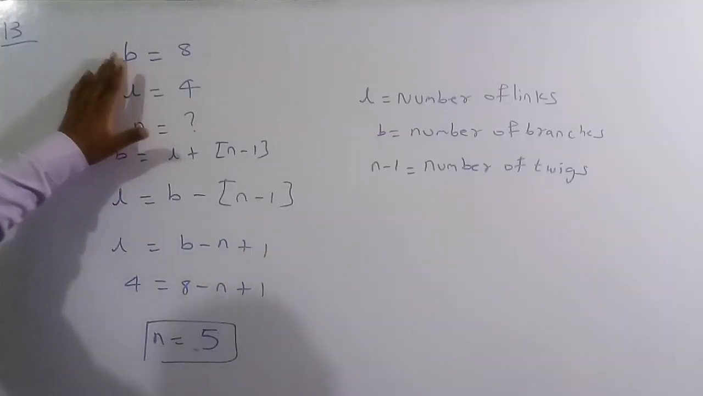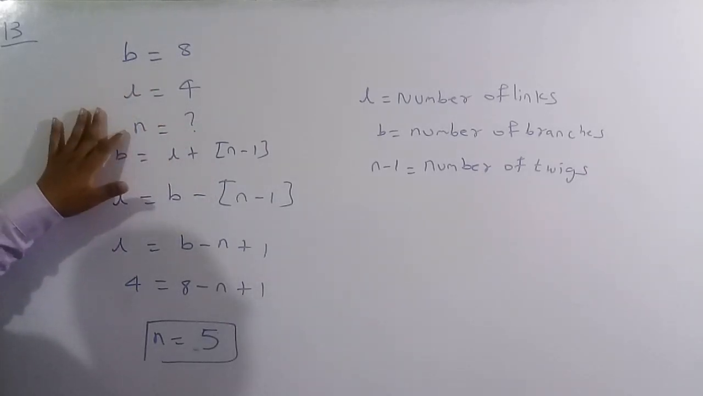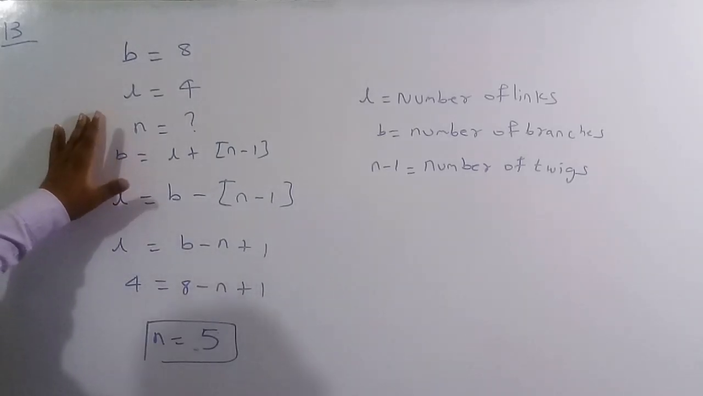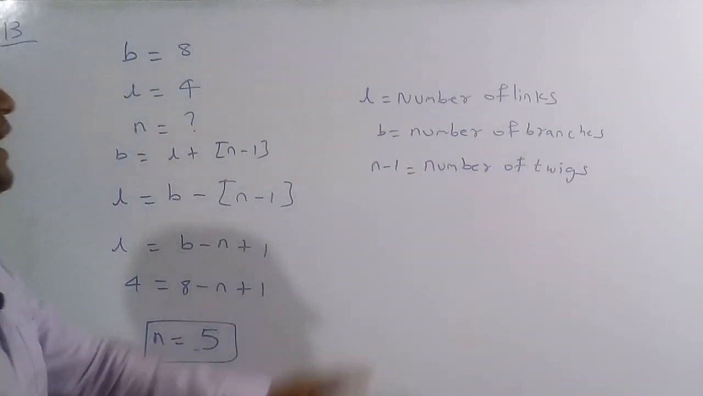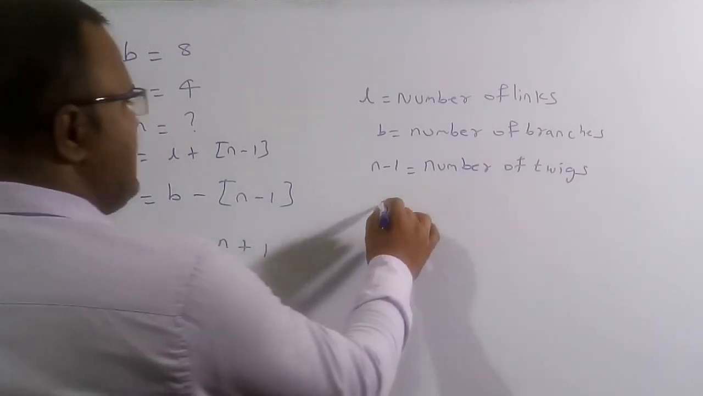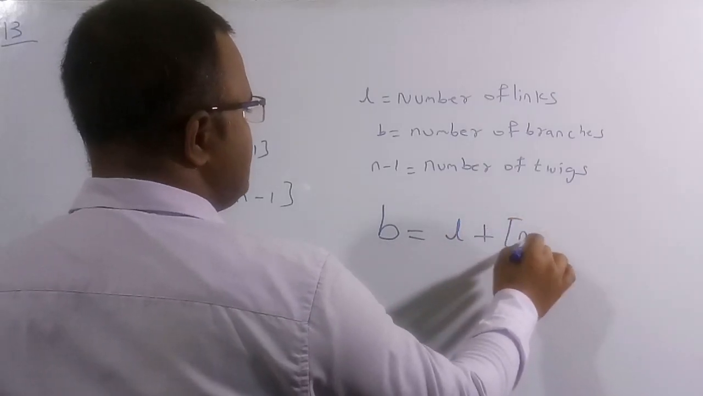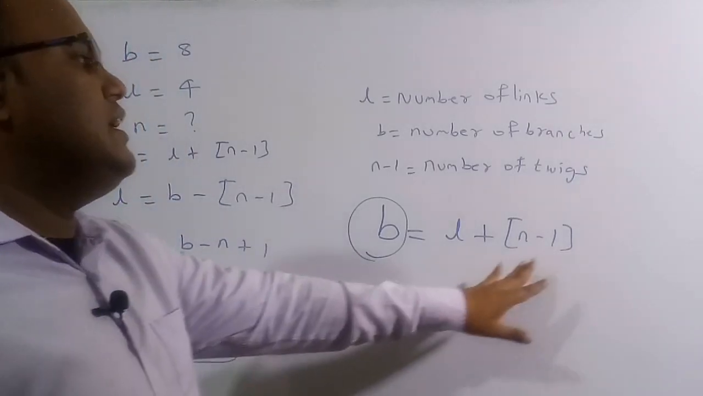In the question, the number of branches is 8 and the number of links is nothing but the number of independent loops, which is 4. Then we need to find the number of nodes which are present in the network, that is, the value of n. Here L indicates the number of links, B indicates the number of branches, and n minus 1 indicates the number of twigs. Therefore the total number of branches is equal to the number of links plus the number of twigs.